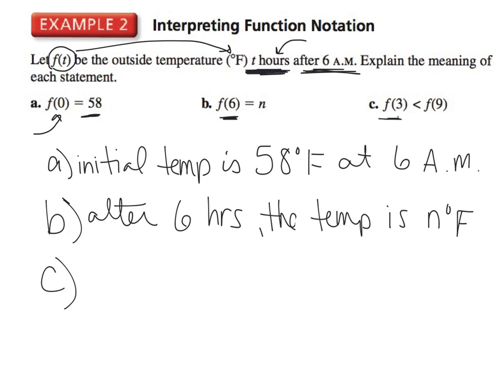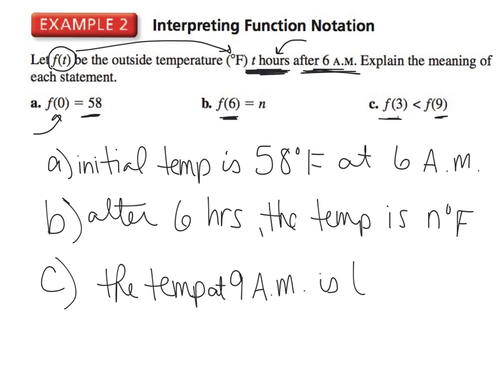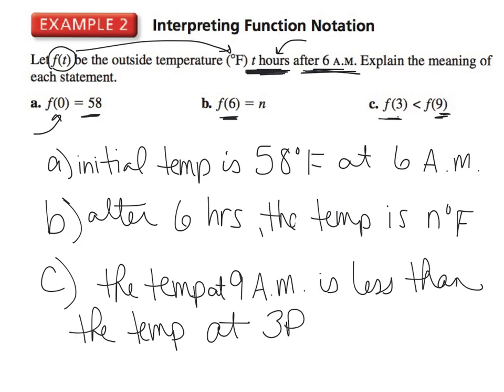F of 3, so 3 hours, 9 hours. What does this say? It says the temperature 3 hours after 6 a.m. So that means the temp at 9 a.m. is less than the temperature at, well, it's 9 hours after 6 a.m. So 9 hours after 6 a.m. is 3 p.m. So we know the temperature at 9 a.m. is less than the temp at 3 p.m. And that's how we can interpret our three things.